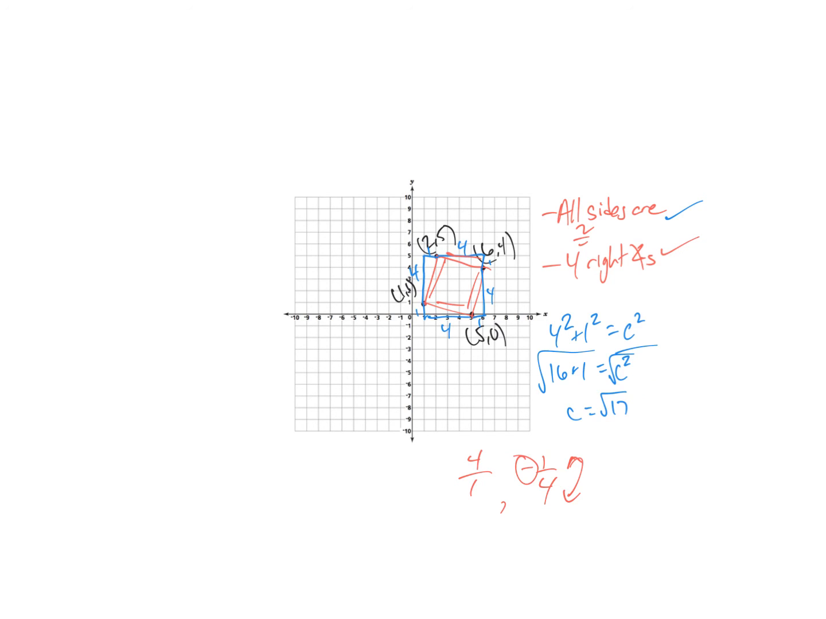And then by the definition of a square, being all congruent sides and 4 right angles, I can firmly say that this is indeed a square.